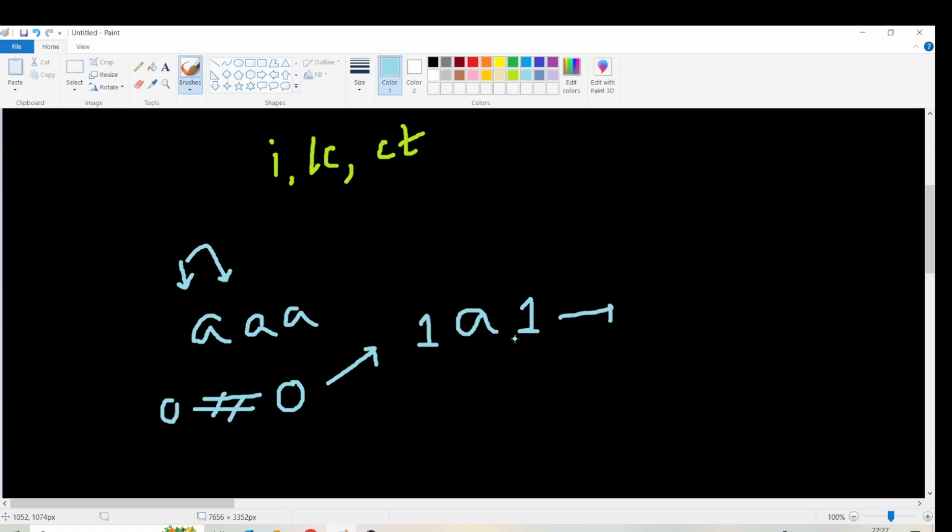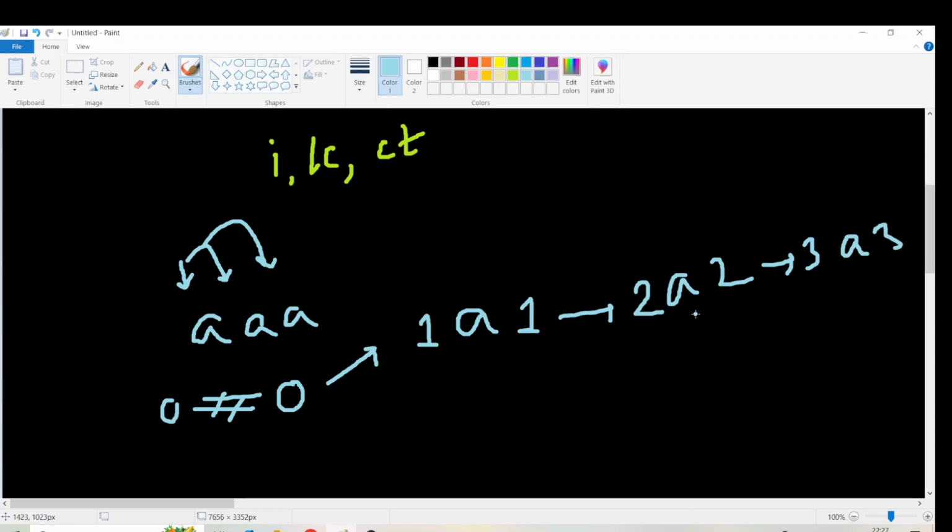Okay, these two a's are the same, so that's why our streak will increase by 1. So this will be 2a2, and then let's say we jump again, our streak will increase by 1. So our state will be 3a3.